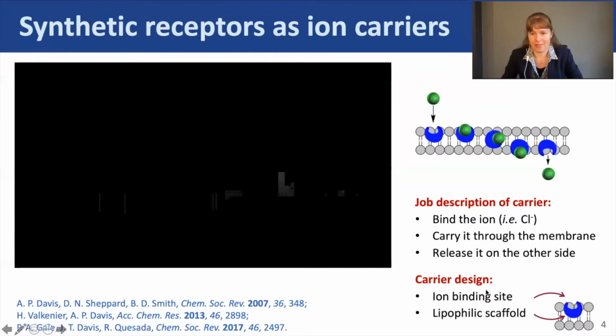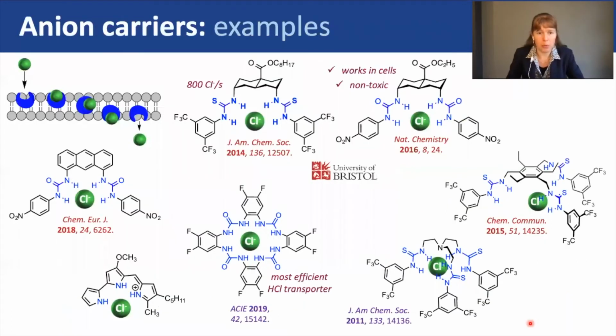So what we need in a carrier in order to do this is on one hand a binding site, and on the other hand a lipophilic scaffold that helps to make sure that it's well embedded in the lipid bilayer membrane. Well, here are some examples of structures that were found to be efficient chloride transporters. And you see in all cases we have such hydrophobic scaffold, for instance, these decalins or an anthracene, and we have groups that can bind, hydrogen bond donor groups to bind the chloride anion.